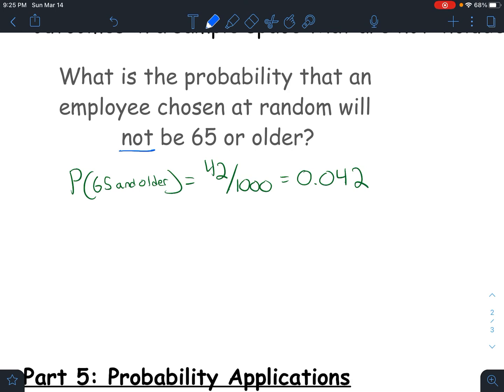Great, but the question they were asking us to answer is the complement of this, or think of it as the opposite. Find the probability that an employee chosen at random will not be 65 years or older. So the probability of not 65 and older is literally everyone who is not 65. I'm not even going to write that because it's just saying the same thing. It's everybody who is not 65 and older. We know 42 people are 65 and older, so that's going to be the other 958 people. If my math is right, that should add up to 1,000, right? 958, which from a probability standpoint must be 0.958.